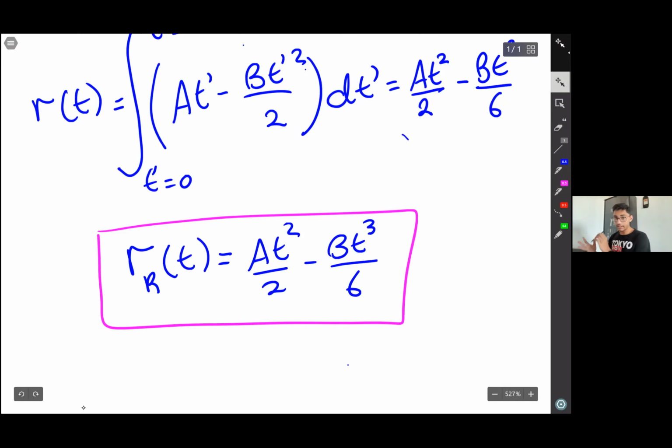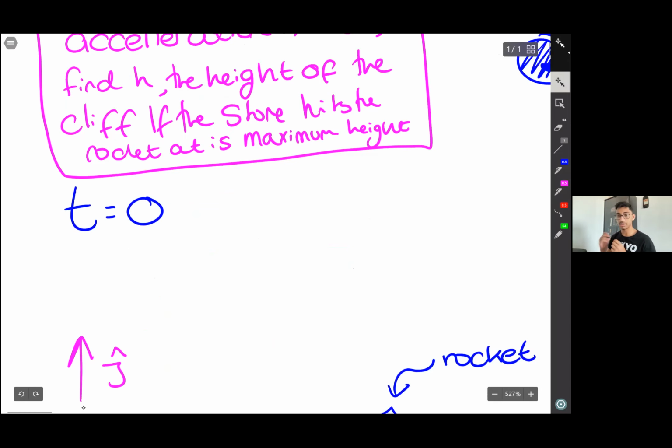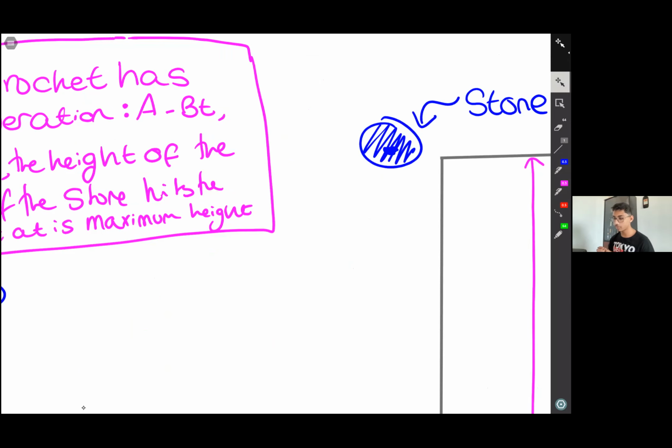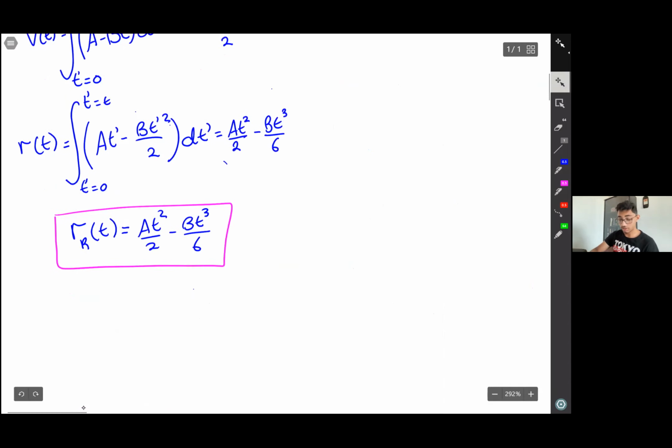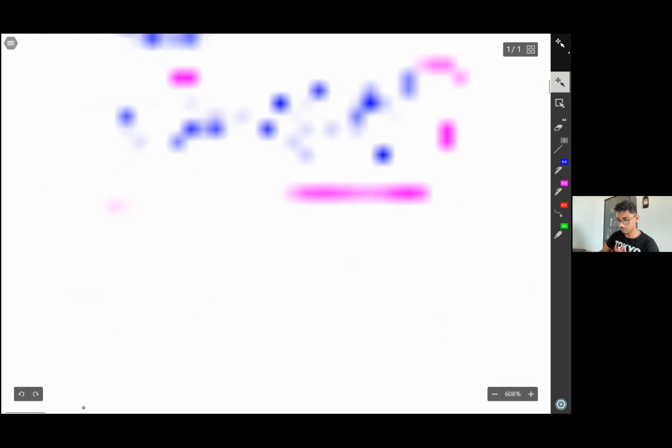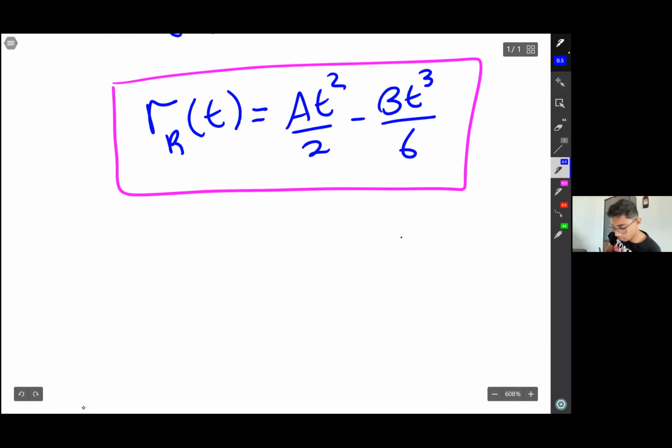Okay, we're going to come to that later. Let's first find an expression for the stone's position as a function of time. Well, since the stone is falling from a height h, let us use the kinematics formula to derive some sort of equation for the stone.